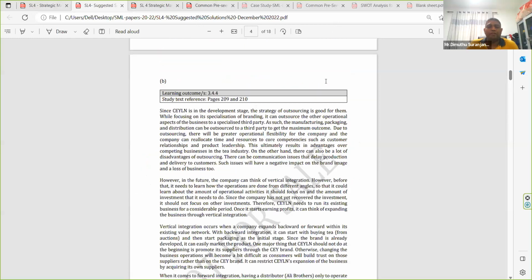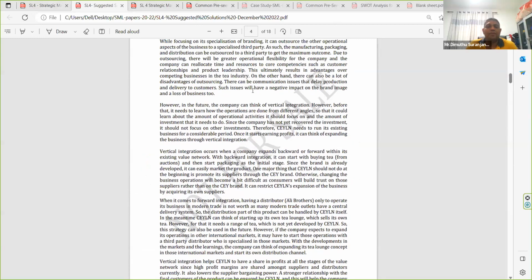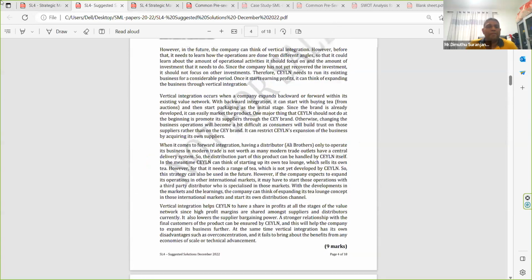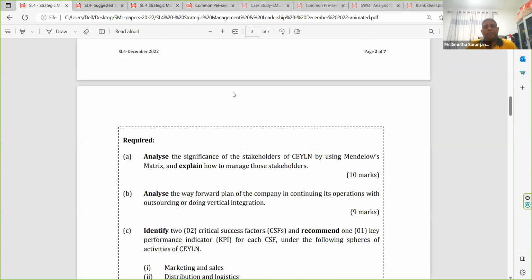See, the examiner expects a lot. You have to do that carefully. Not an easy paper. Any questions, guys? Any questions related with this? Right. Then we'll move to part C.